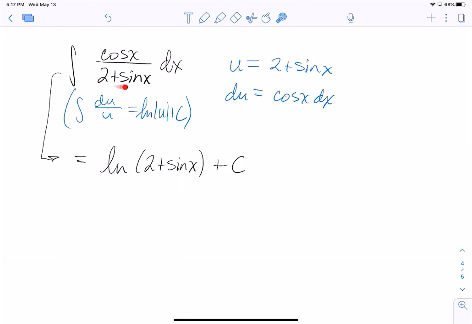Recognizing that we have 2 plus sine x in the denominator, and the derivative of that is the cosine of x, we have a du over u situation. Now I wrote down u is 2 plus sine of x and du equals cosine of x dx. And then the integral of du over u is natural log of the absolute value of u plus c. I wrote all that down because that's how a lot of us are going to approach this work.